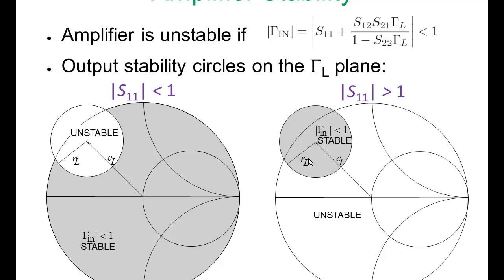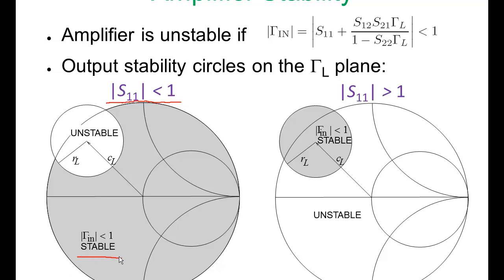So we're not talking about unconditional stability here. Unconditional stability means stable no matter what the load and what the source are. These are representations of stability for variable source and load. So first of all, these are the output stability circles, and they're on the gamma L plane. If S11 is less than 1, that is, if we're looking into the input of our active device and the S11 has a magnitude that is less than 1, this shaded region is our stable region.